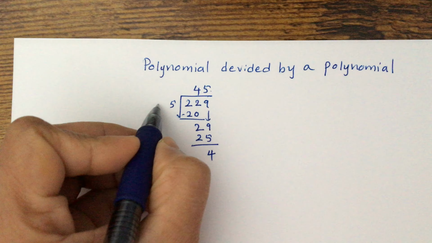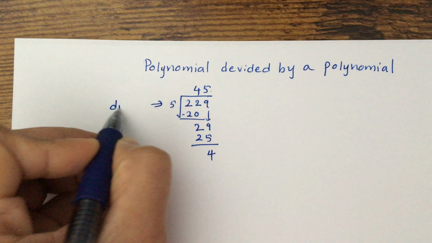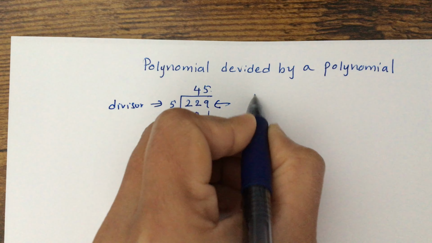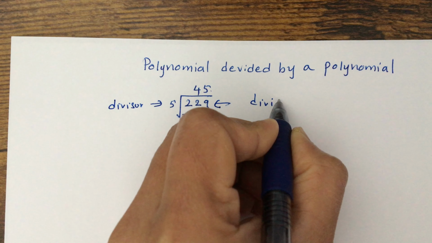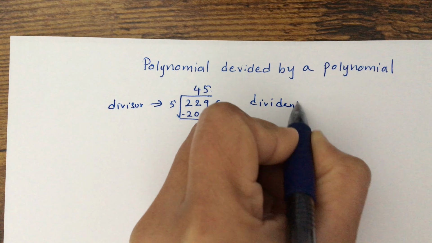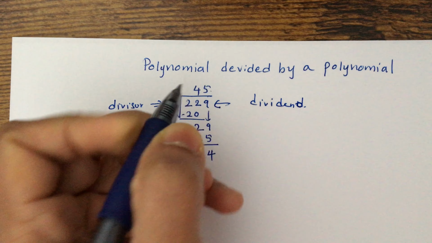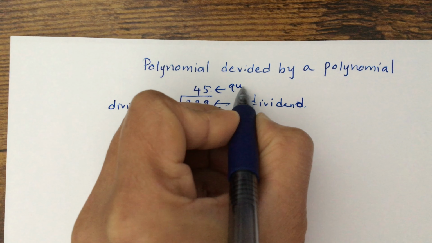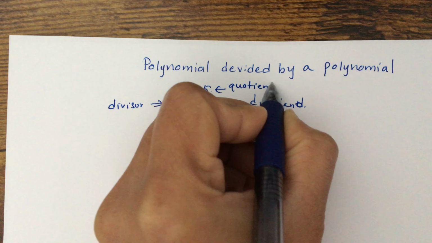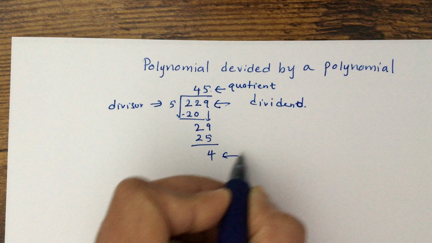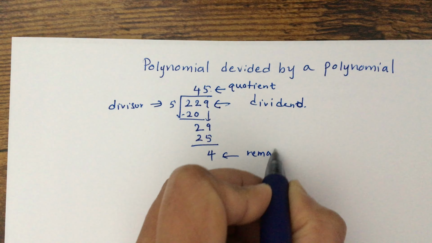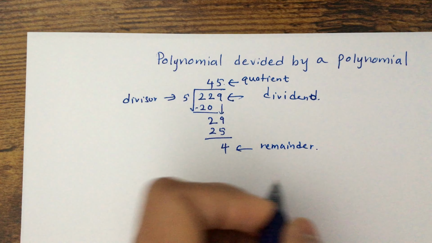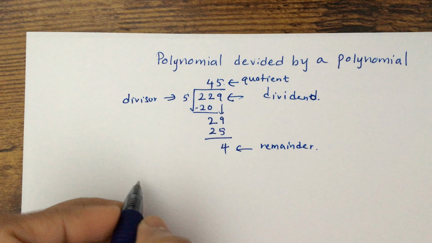And here this one is the divisor and this number is the dividend, and this one is the quotient, and this one is the remainder, right? And how do you write this whole thing?